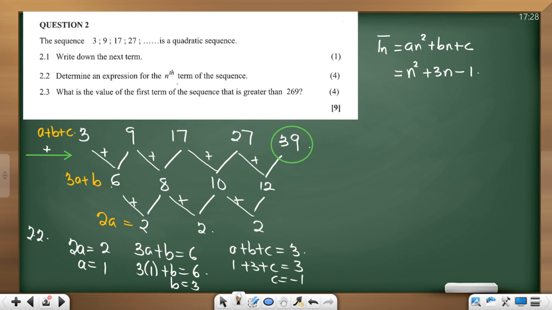Now let's find 2.3. What is the value of the first term of the sequence? Okay, these questions. The first term of the sequence that is greater than 269. All right?